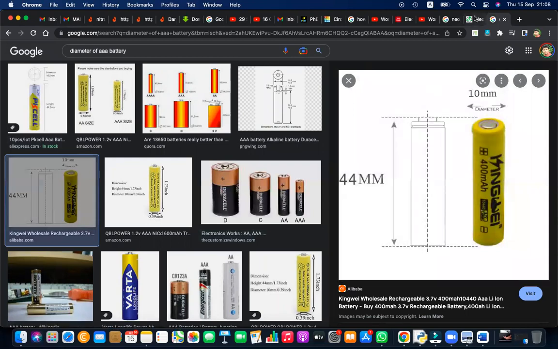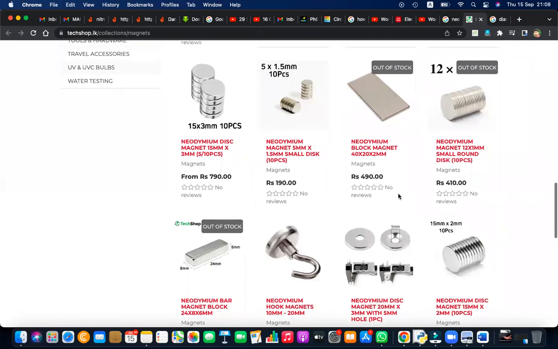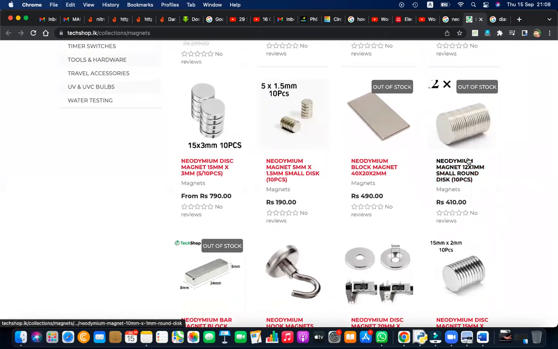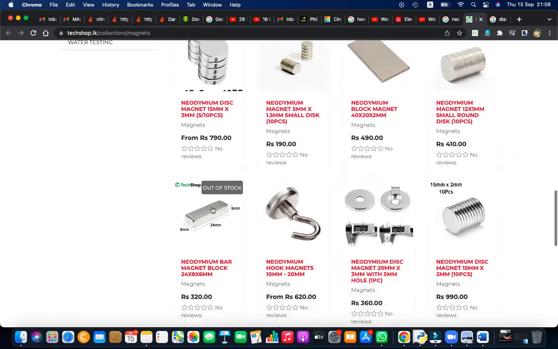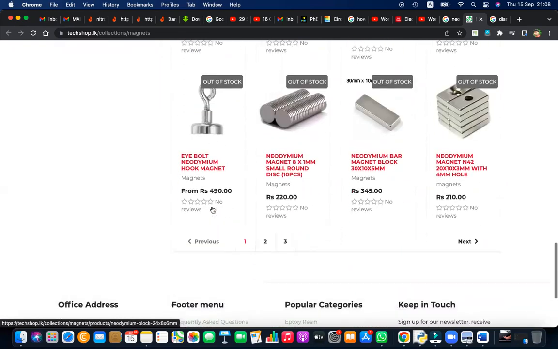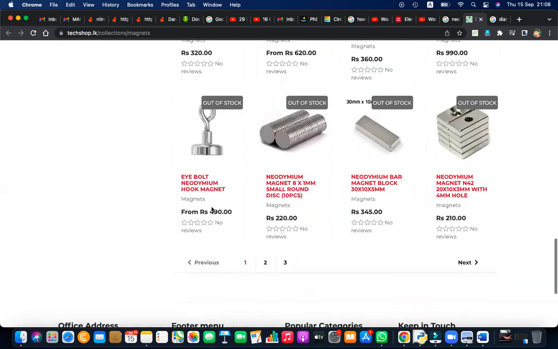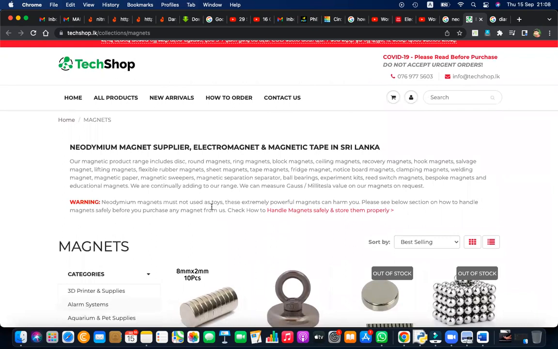10 millimeters means you can get a neodymium magnet of 12 millimeters. Yes, 12 millimeters is okay with that. But for this task, you need this one. This magnet is really powerful, and they have a lot of magnets. I found this site today actually. It's really interesting.